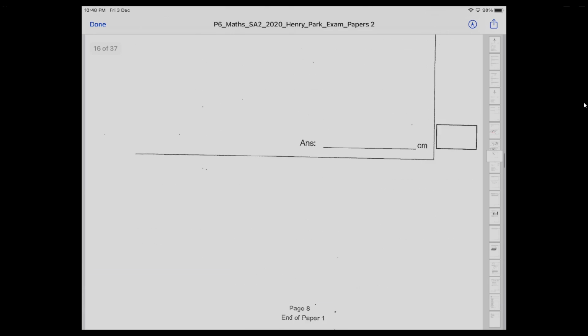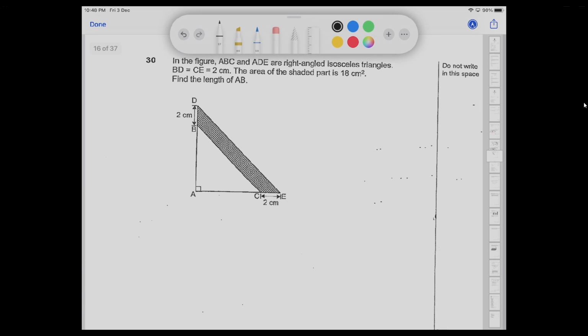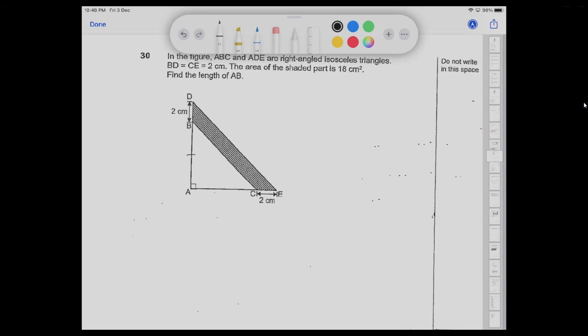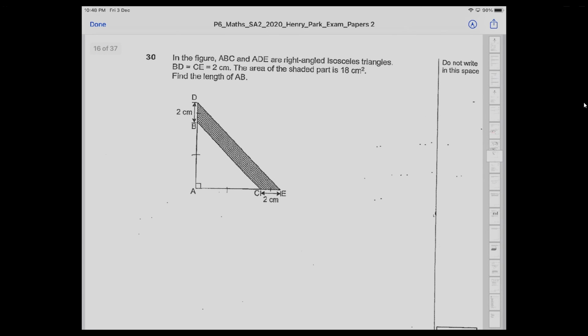Alright, the final question, 30. In this figure, ABC and ADE are right angle isosceles triangles. What is isosceles? It means that this length is the same as this length, right? This length is the same as this length. Okay, so BD and CE is 2 cm. The area of the shaded part is 18 cm squared. Find the length of AB.